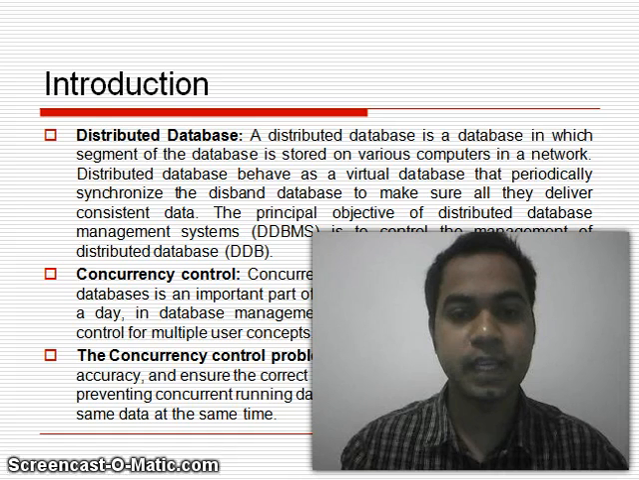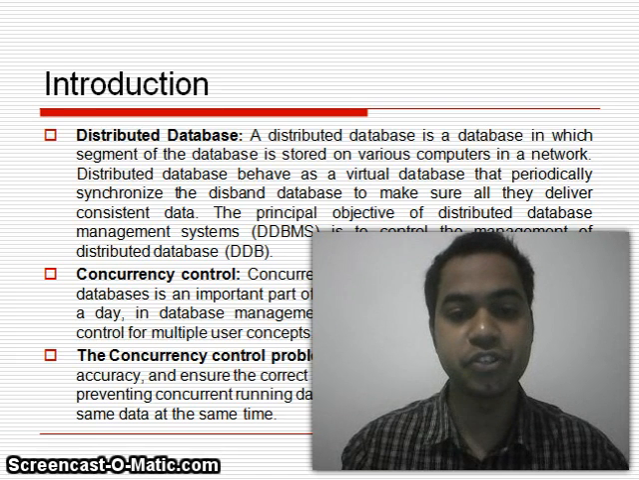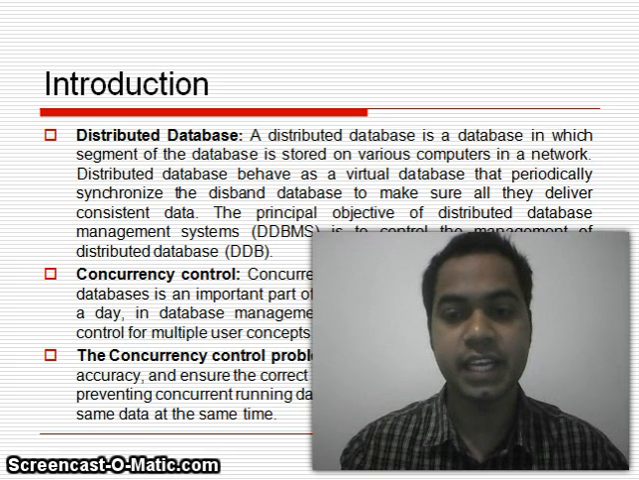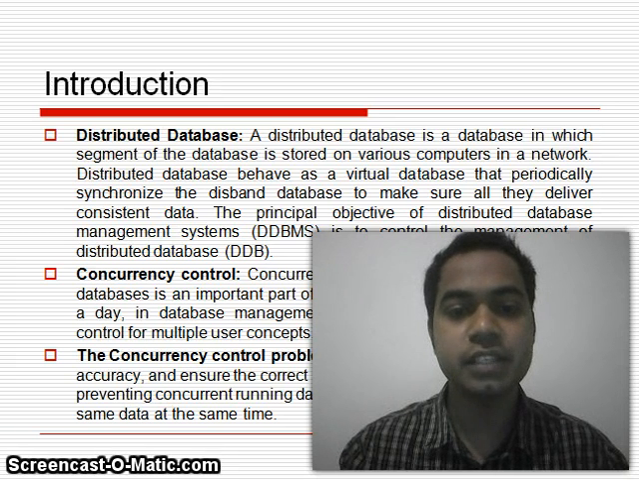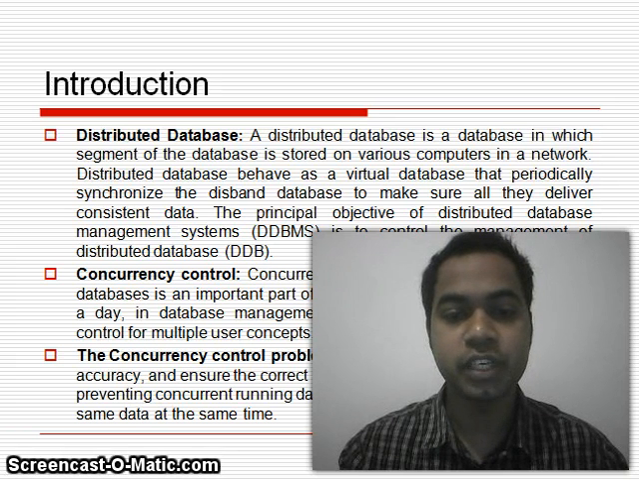Introduction. In the research paper, two definitions come up: the first definition, distributed database, and the second definition, concurrency control. So what is a distributed database? A distributed database is a database in which segments of the database are stored on various computers in a network. A distributed database behaves as a virtual database that periodically synchronizes the distant databases to make sure they all deliver consistent data. The principal objective of a distributed database management system is to control the management of the distributed database.